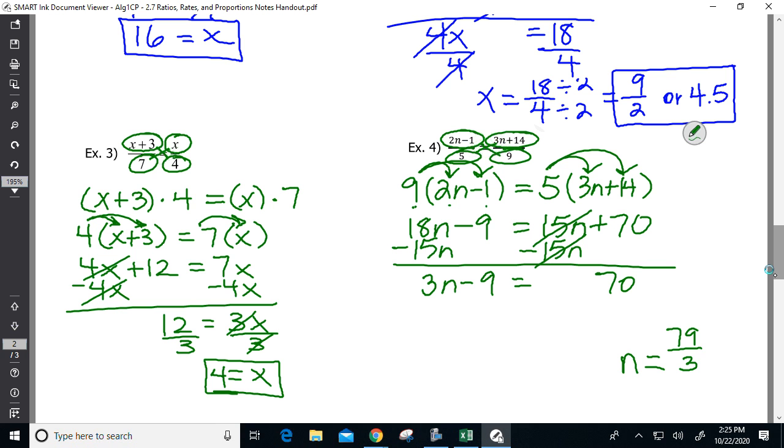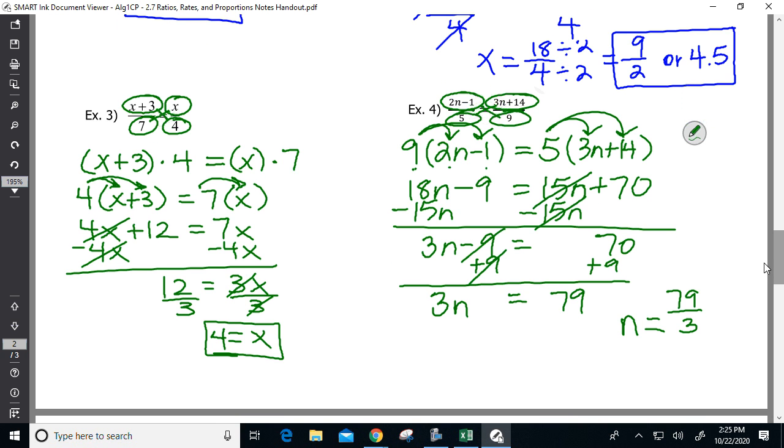Add 9. Looks like some people are getting quicker with their solving equations. 3n equals 79. So how do we finish it? Divide both sides by 3. 79 over 3.